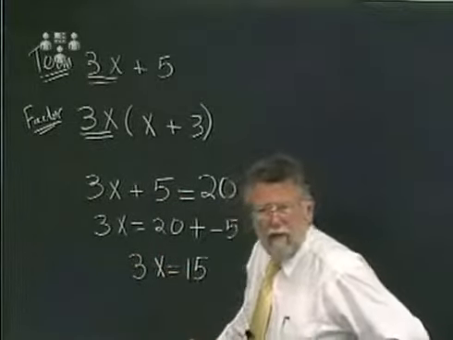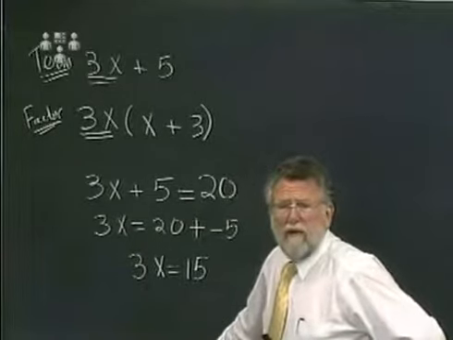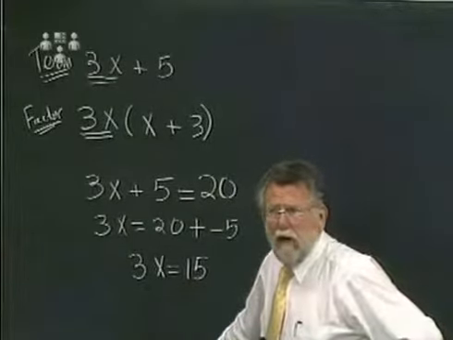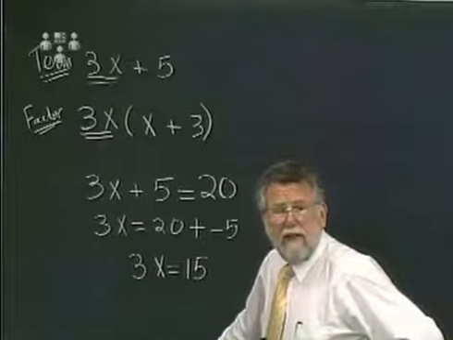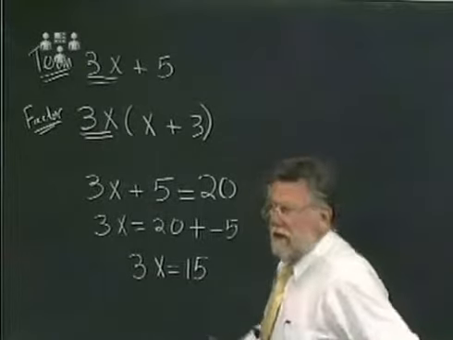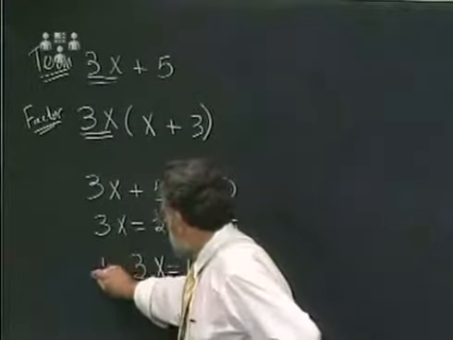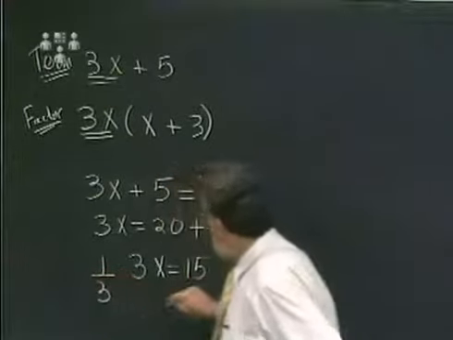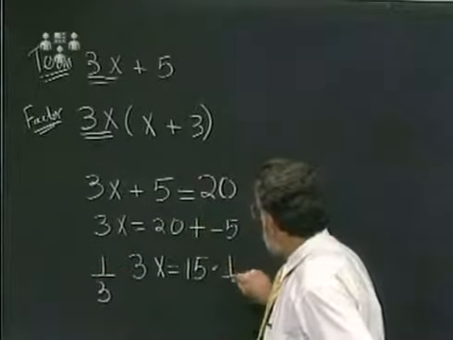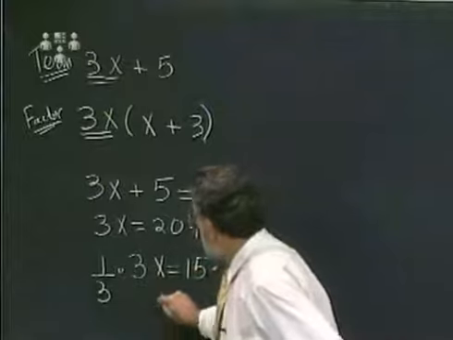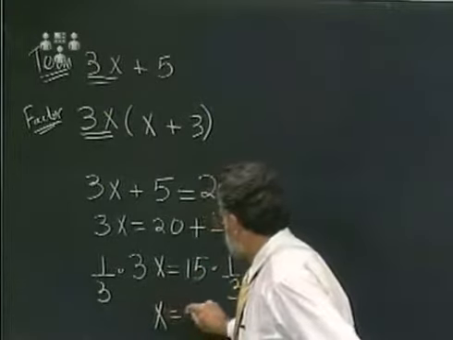How do I get rid of factors? Either dividing by the factor or multiplying by its inverse. So you can think of saying, I'm going to multiply the left side by 1 over 3 and multiply the right side by 1 over 3. And if I do that, I get x equals the 5.